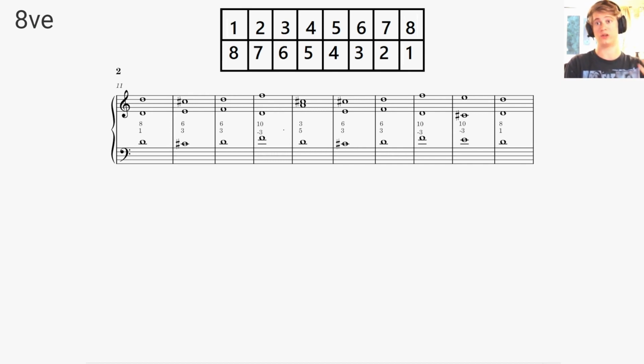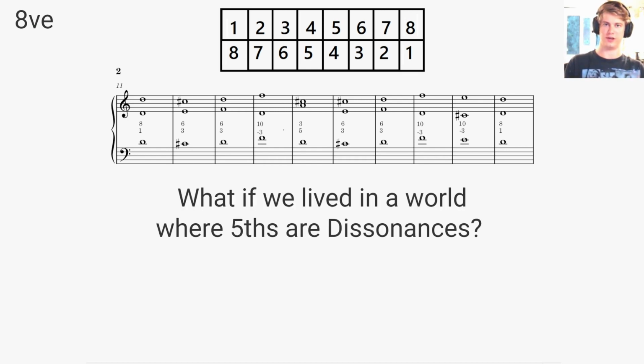To sum it up, all of these responses are going to work as long as we treat fifths like dissonances, so that when they are inverted into the fourth, they are treated properly. So now we're in a position where we can think, what would our responses look like if fifths were dissonances? If we lived in a world where fifths were actually dissonant, what would all of our responses look like? This is the perspective you're going to be in when you're making these responses.